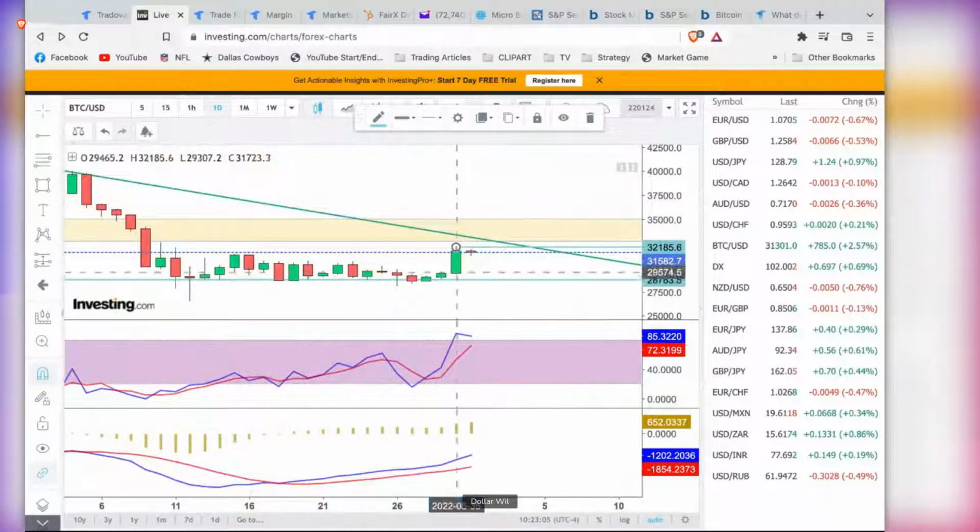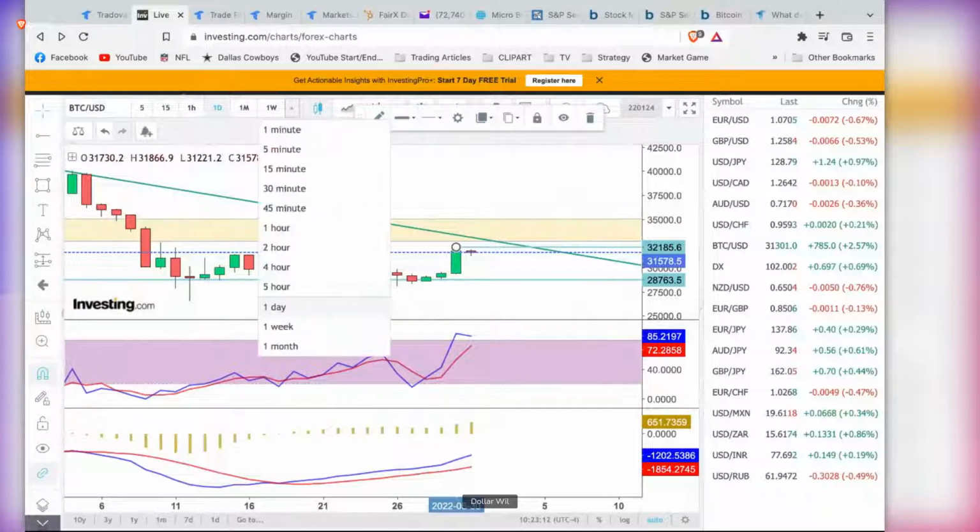But let's go down. So we're overbought on the daily chart. Let's go down to the 4 hour. I don't trust this at all.